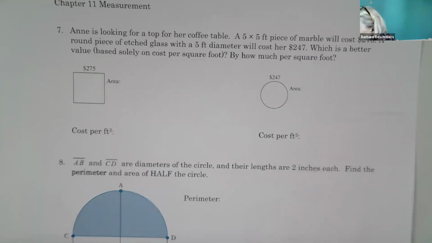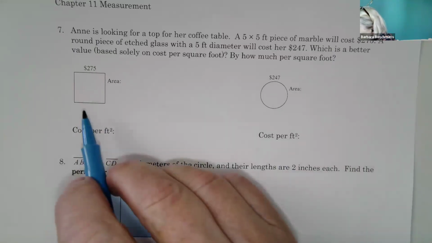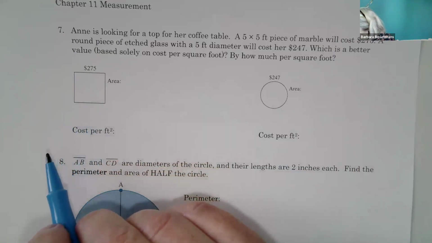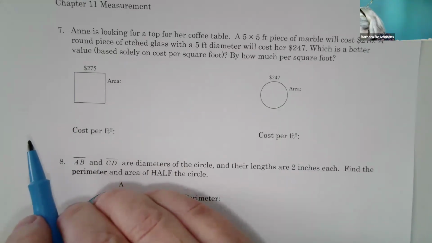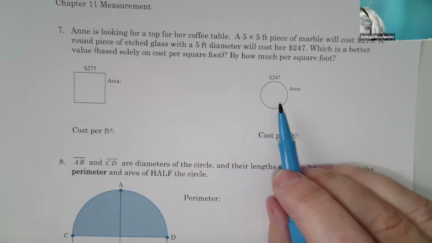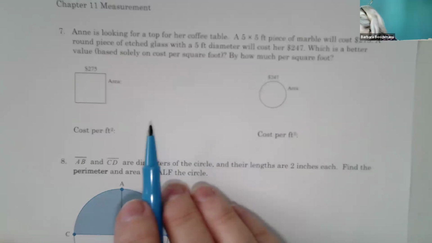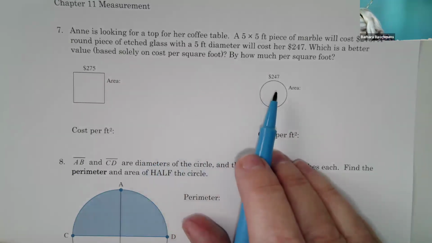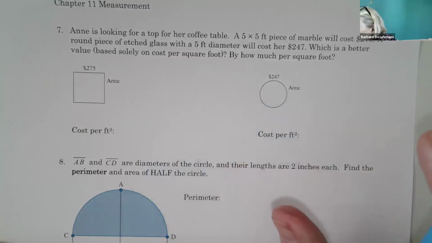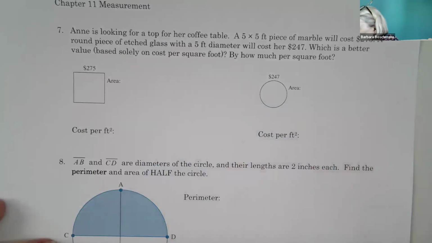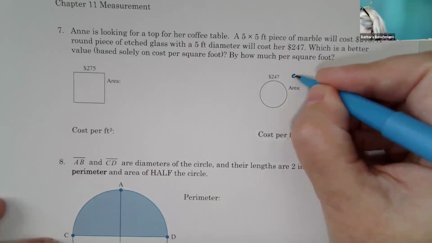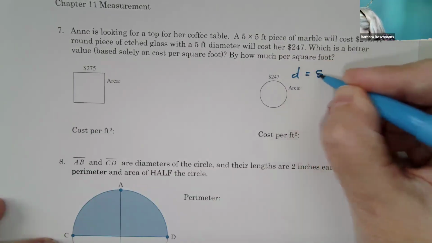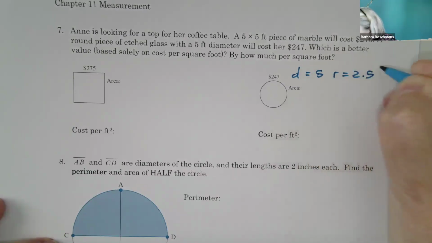And number 7. Anne's looking for a coffee table. She has a 5 by 5 piece of marble. That's a square, cost $275. A round piece of etched glass with a 5-foot diameter. This is going to be diameter. Cost $247. Which is the better value based solely on cost per square foot? And by how much is it a better value? So find the area of this square, find the area of this circle. If the diameter is 5, the radius is 2.5 feet.